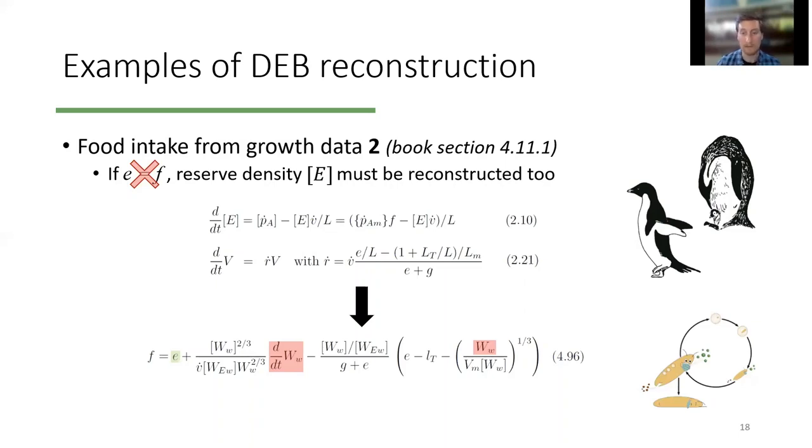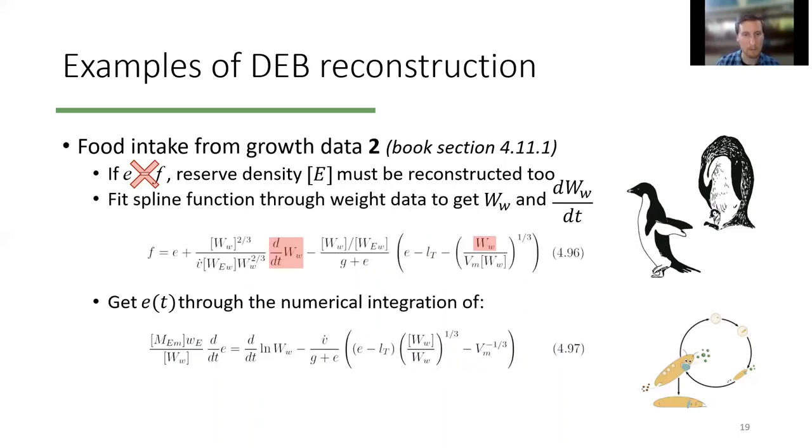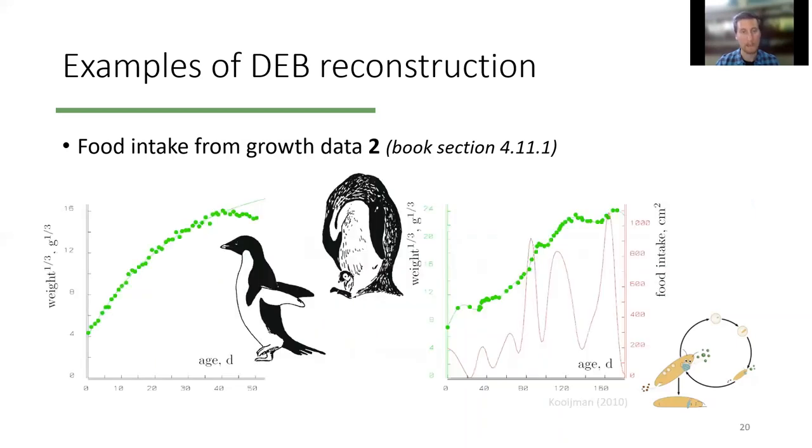And so, as I said, it complexifies the problem a little bit, because now we also have to estimate the scaled reserve density. First, we need to fit a spline function through the weight data trajectory and retrieve weight and its variation over time. And then we can get little e through time through a numerical integration of the following equation.